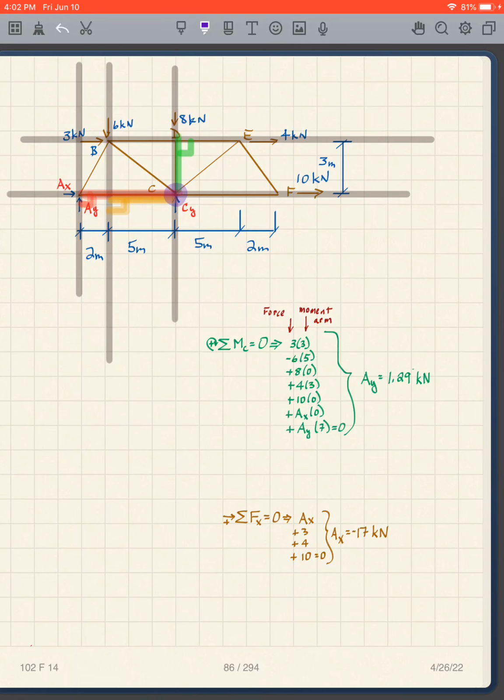And then I've got the 4. That perpendicular distance is also 3, so it's going to do what? It's going to cause that direction, so it's clockwise, so it's going to be positive 4 times 3. The 10 goes through the point, so it's 10 times 0. The AX goes through the point, so it's AX times 0.